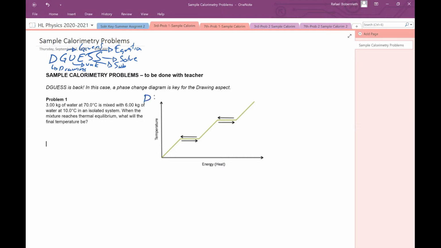For the drawing, I want to take these two substances and plot where they are on this phase change diagram. Notice temperature is the y-axis and energy, heat, is the x-axis. If I have 3 kilograms of water at 70 degrees Celsius, I'm going to call that M1, and that's going to be somewhere around right here, where I put that blue dot, M1. Then I mix it with 6 kilograms of water that's at 10 degrees Celsius. So 10 degrees Celsius is going to be lower, right? This is going to be right around here.